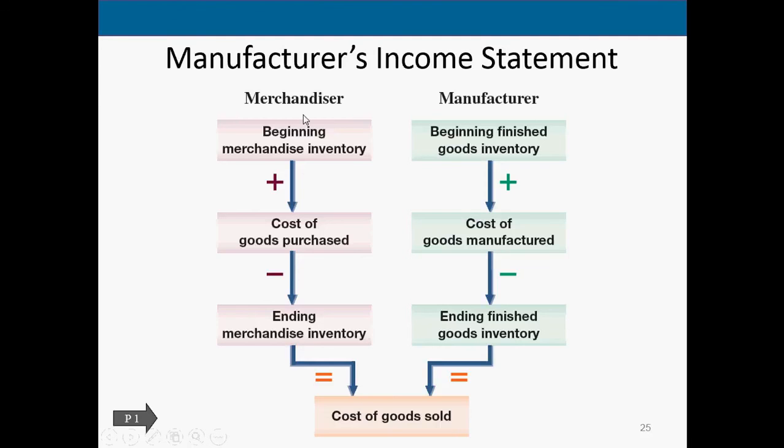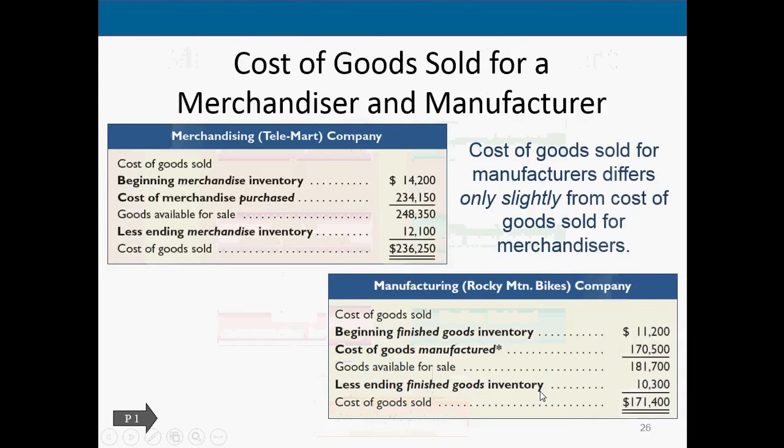Same thing for the manufacturer. This was Accounting 211 or 101. This is the manufacturer side. Here's the beginning plus what we added in. The difference here is that we don't purchase it anymore. We manufacture it. Minus our ending is still going to give us cost of goods sold. Here's what it's going to look like if we just bring it out with numbers and a calculation.